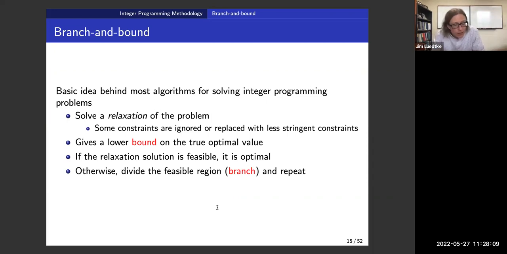If I get lucky and the relaxation solution happens to be feasible, so somehow those constraints that I tossed out, like the integrality constraints, happen to be satisfied anyway, then I would actually know it's an optimal solution, because it's a lower bound and it's also a feasible solution and hence optimal. Otherwise, what you'd have to do is start dividing the feasible region, which is known as branching, by considering different cases. And then you just repeat this process recursively.